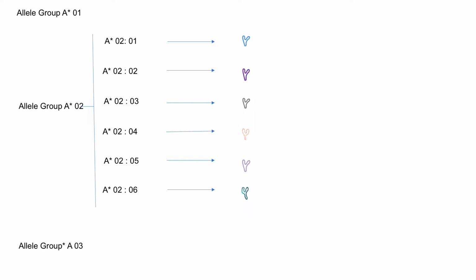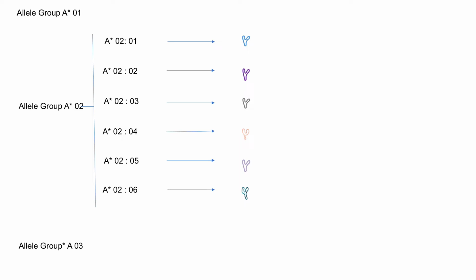So if we know an allele at 4-digit level, that will tell us which exact HLA molecule that allele will result in, and that is called high level resolution. So if we know an allele at high level resolution, we know which exact HLA molecule that allele will result in. In this case, we can see 6 different HLA alleles of the HLA A2 group will result in 6 different types of HLA molecules.